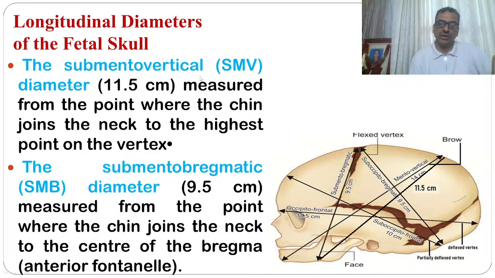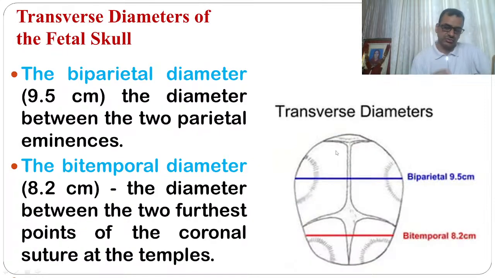Then submento-vertical diameter is measured from the point where chin joins the neck. So in between there will be submental portion and up to the vertex, the highest point on the vertex. This is submento-vertical, which is 11.5 centimeter. Then submento-bregmatic 9.5 centimeter. It is measured from the point where chin and neck join and then up to bregma. Then 2 transverse diameters will be there.